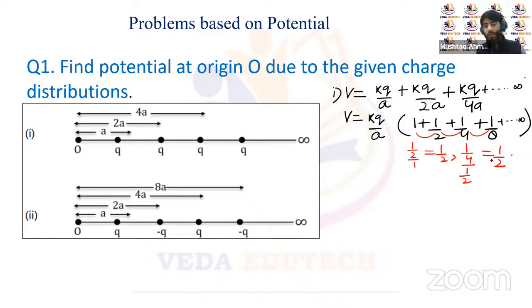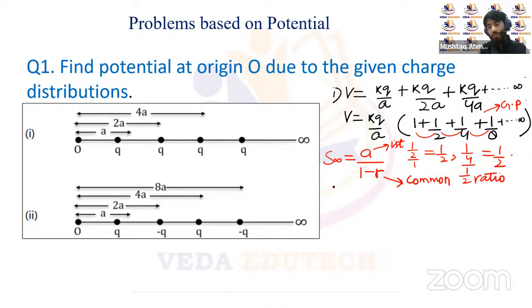For such a series, whose common ratio between any two consecutive terms is a constant, we call that series a geometric progression, and the sum of that series is found using the sum of an infinite geometric progression. So it's a GP series. We can say that this is an infinite GP series, and the sum of an infinite GP series is a upon 1 minus r, where a is the first term and r is the common ratio. We call this the common ratio.